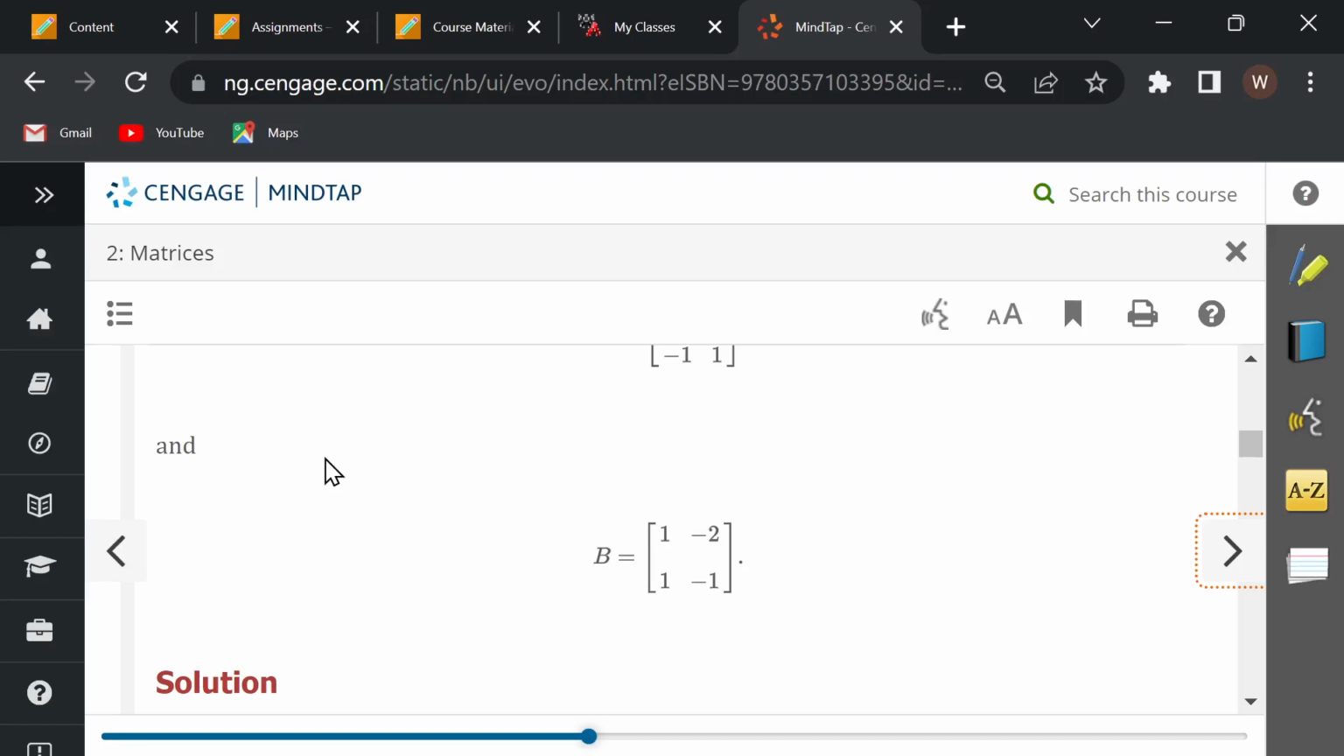If 2 rows or 2 columns of a matrix are identical, its determinant is 0, because when you subtract that row from the other row, you're going to get a row of zeros, which means you have a singular matrix. You don't have enough pivot columns. You have a free column there.